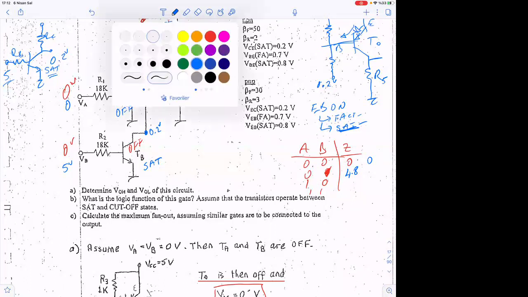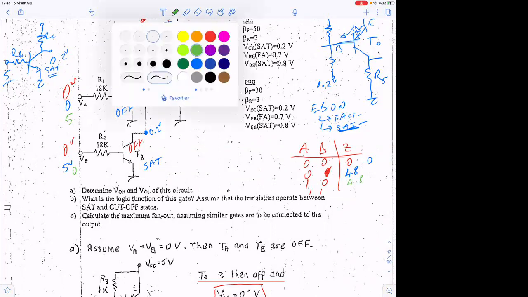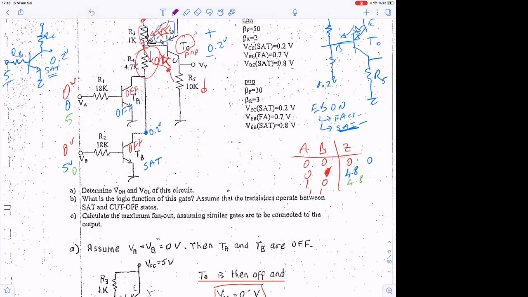For the next case, if this one is 5, this one is 0, it is going to be again 4.8. For the next case, let's say both are 5 volt and 5 volt. Again, this is going to be 4.8. So this circuit is what circuit? Is this NOR? OR. Yes, it's OR.